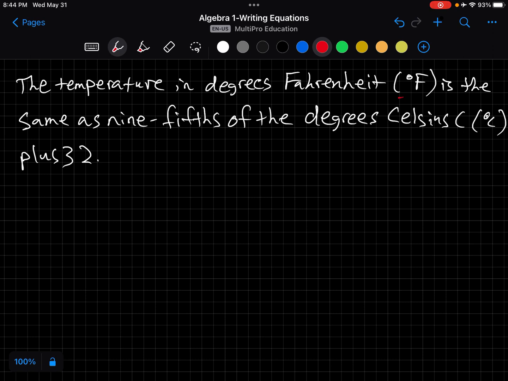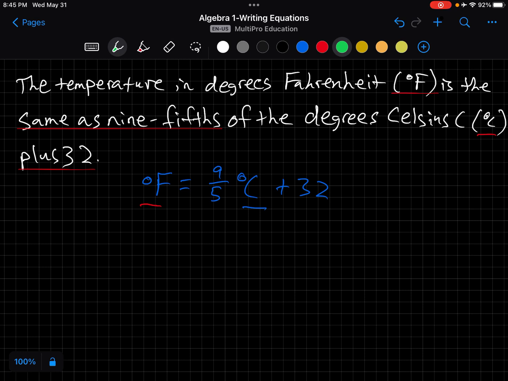32. All right, so let's find what we're looking at. So we're looking at degree Fahrenheit is the same as, so same as is kind of like equal to, 9/5 of degree C plus 32. So let's write this out. So the first thing is we have Fahrenheit. Okay, degrees Fahrenheit, that's equal to 9/5 degrees C plus 32. Oh man, that's really great.